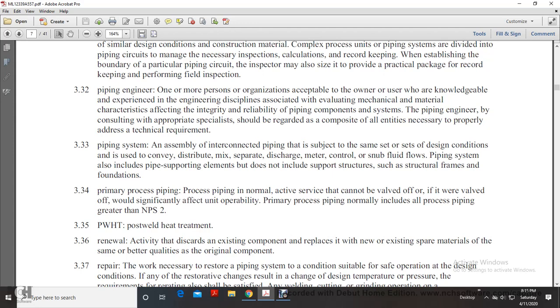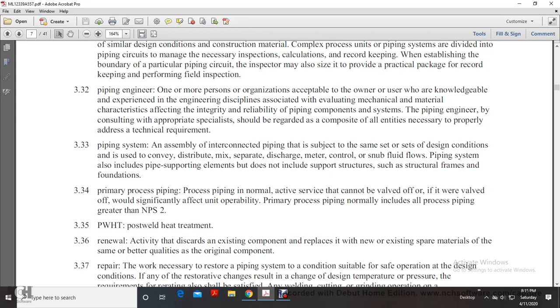Piping engineer: one or more persons or organizations acceptable to the owner-user who are knowledgeable and experienced in the engineering disciplines associated with evaluating mechanical and material characteristics, effectiveness, integrity, and reliability of piping components and systems. The piping engineer may consult appropriate specialists and should be regarded as the composite of all entities necessary to properly address the technical requirements.